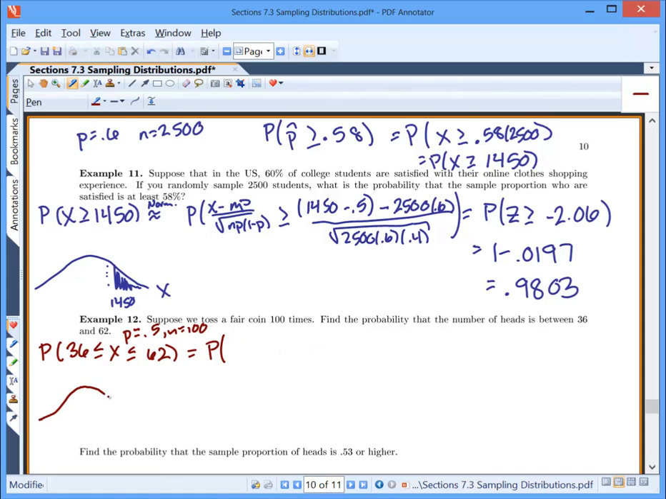First, let's figure out what my continuity correction would be. So here's my 36, here's my 62. I want to do a continuity correction for both of these numbers, and again for each one I want to make my region bigger. So I need to minus 0.5 for my 36, so it's going to be 35.5. This is only an approximate probability. And so 35.5 minus n times p, so 100 times p, over the square root of n times p times 1 minus p.